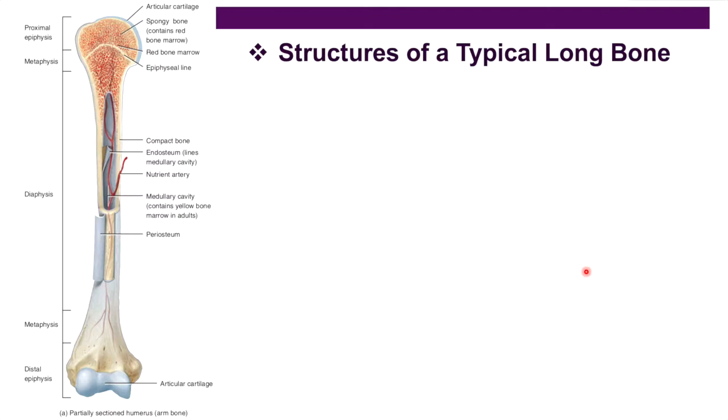We now study the macroscopic structure of the bones by examining the different parts of a long bone. A typical long bone has the following parts: the diaphysis, which refers to the bone's shaft or body.